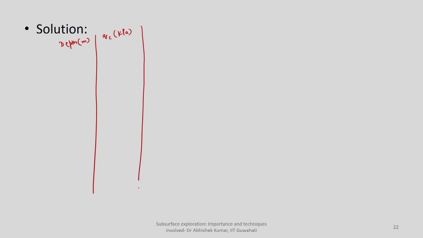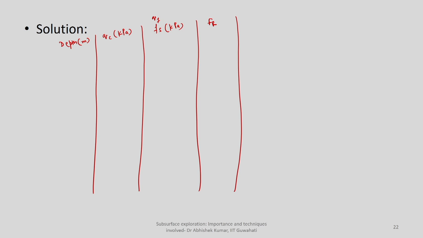So to start with the problem, let's first of all write what are the values given here. You can write here depth given in meter, then the values of QC. I am going to write the values directly in kPa because the value of FS is also given in kPa. So you can write here FS kPa, and also QF. Then we are trying to find out how much will be the value of FR, and then based on the value of FR, what will be the soil type.